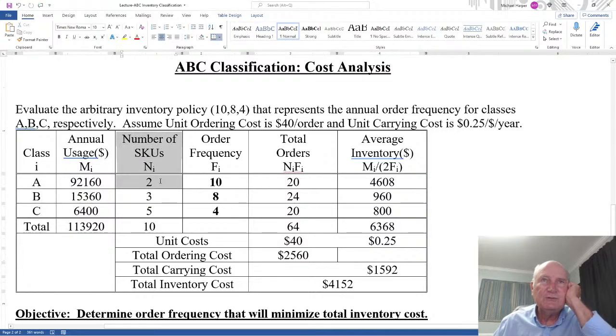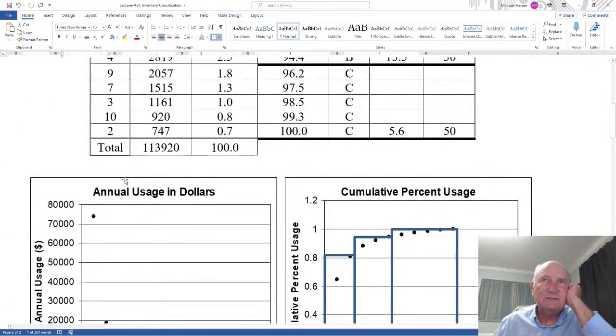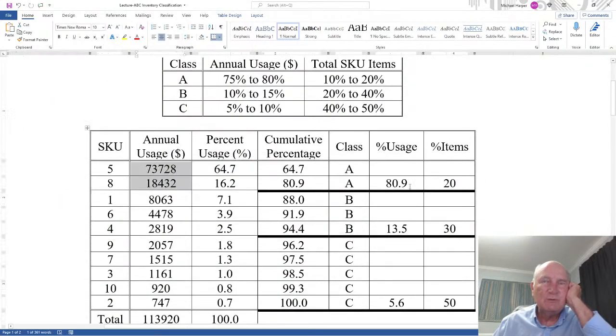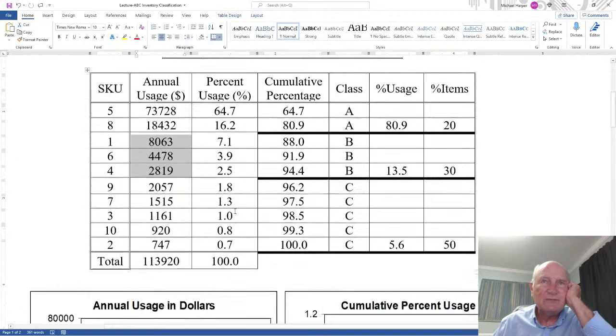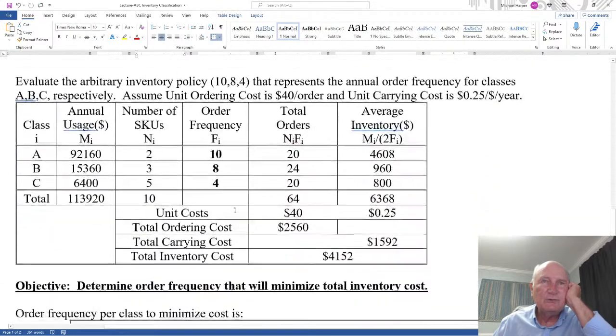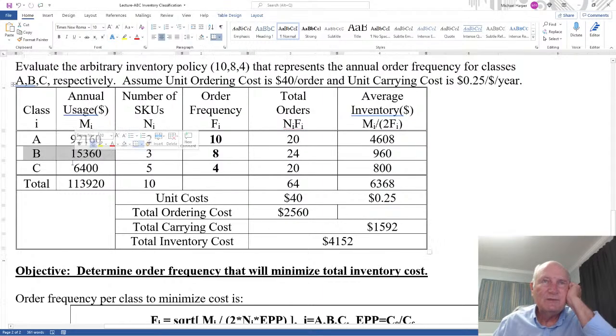So let's come down here. Here are my 3 classes, A, B, and C, and my number of SKUs is 2, 3, and 5. Let's add up all of the usage of B and all the usage of C. In other words, 92,160 is going to be the sum of those numbers. Sum these 3 numbers, and that's going to be my total usage for my B. Same for my C. Then I sum all the C's.